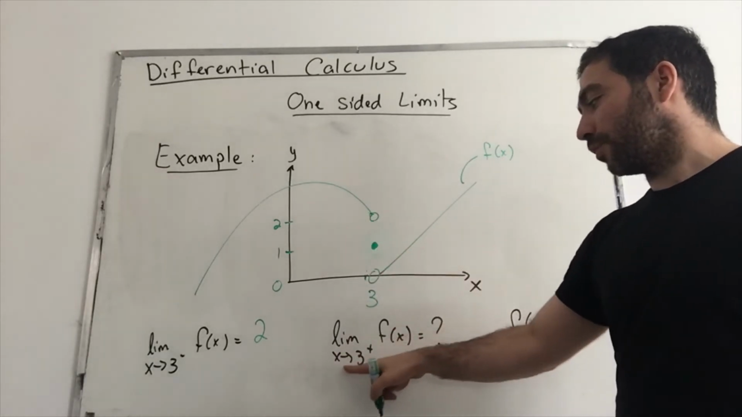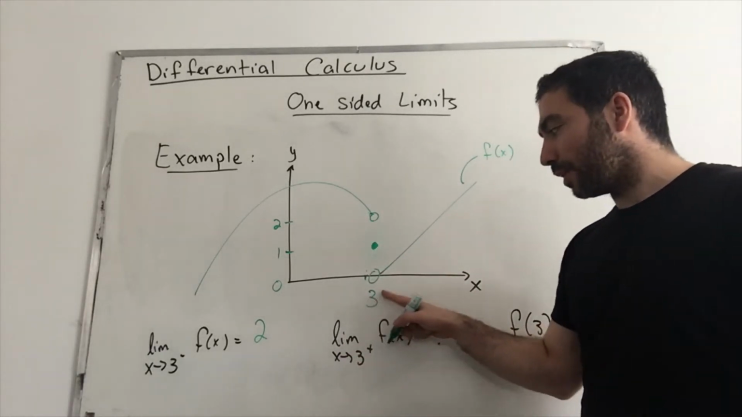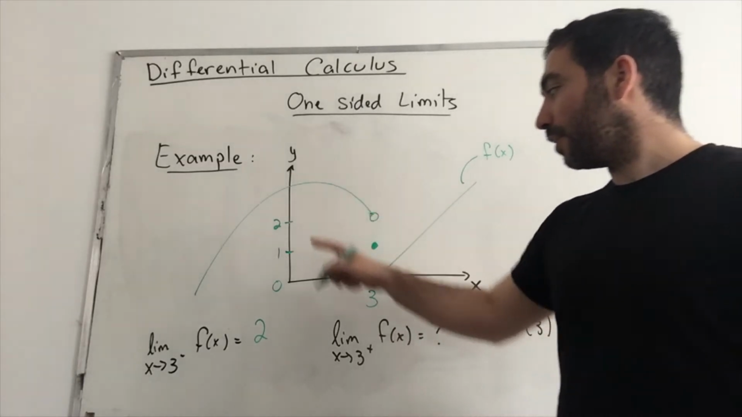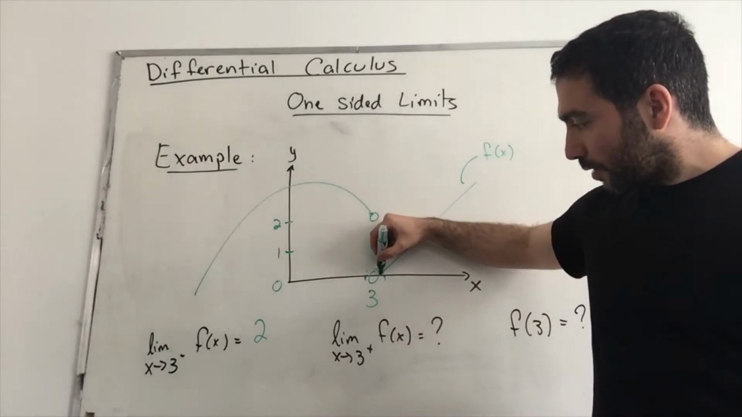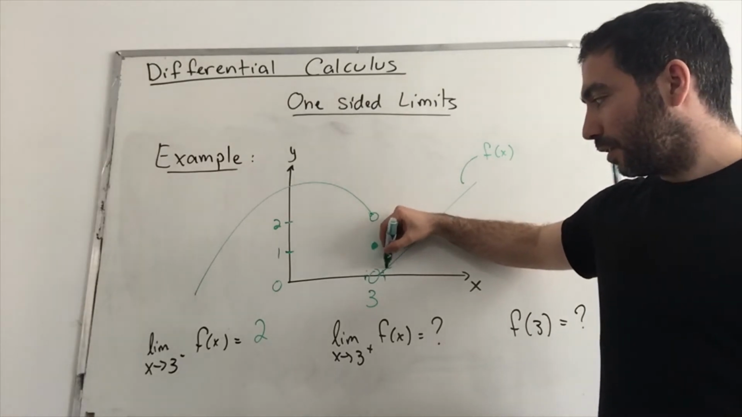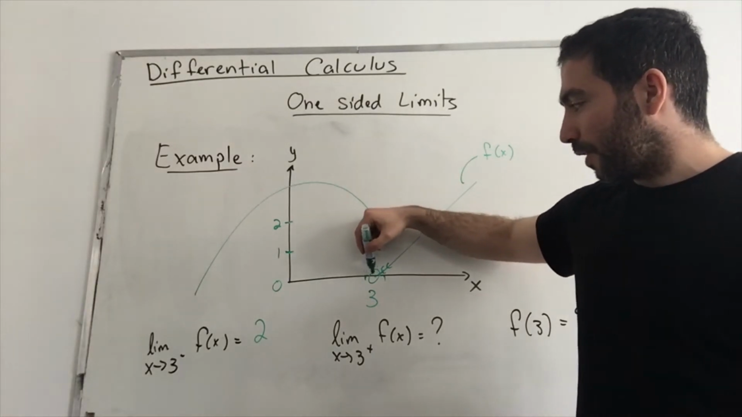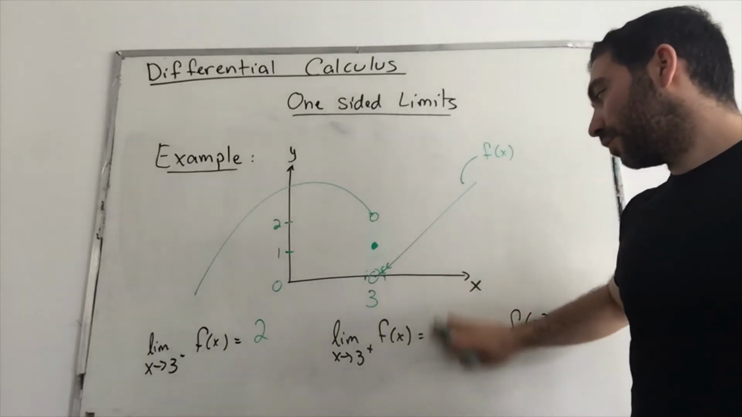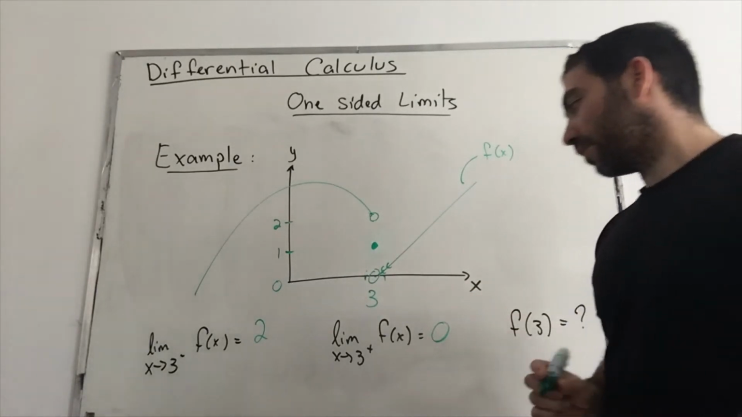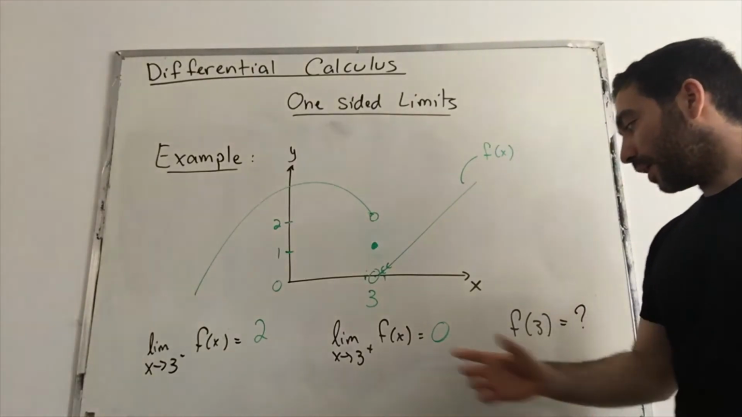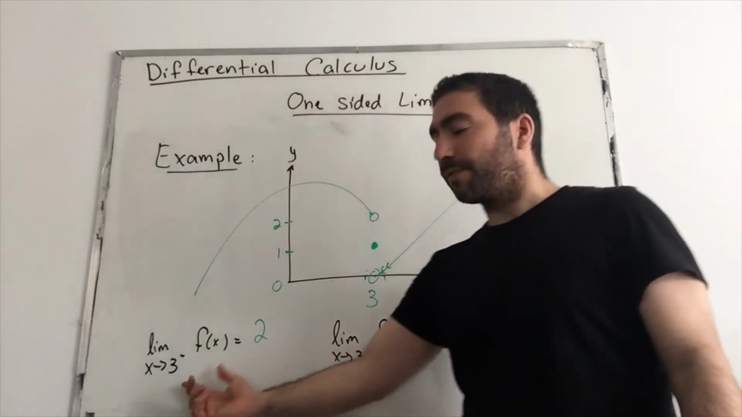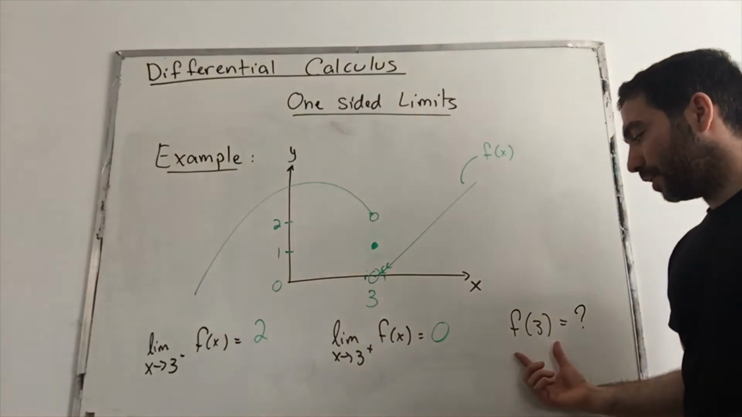The limit as x approaches 3 from the positive side, so slightly to the right of 3, of this function here in green, would be here. The value you're approaching, as you get closer to 3, the y value associated to this value here is 0. So the right-sided limit of this function at 3 is 0. And then lastly, we have f of 3. So you have to understand the difference between limits, and then if you see this notation.